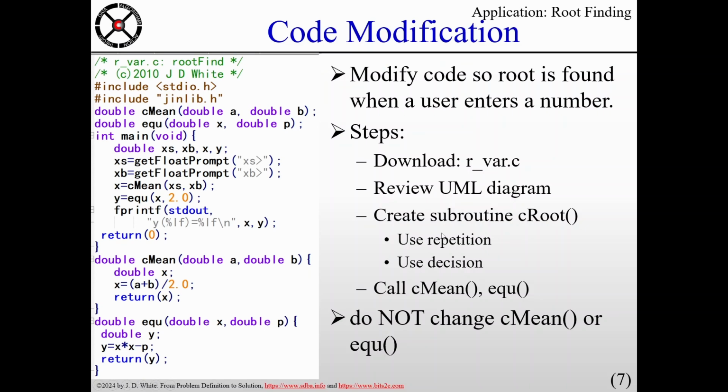You're then going to create a subroutine croot, and in that subroutine you're going to use repetition and decision. That subroutine is going to call cmean and equation. Do not change cmean or equation. These functions should not be changed. Okay? But we're going to put just a simple function call in here and replace. So main is just going to be integer main, and then it's going to call croot, then it's going to print the example, and croot is going to have all this stuff inside it.